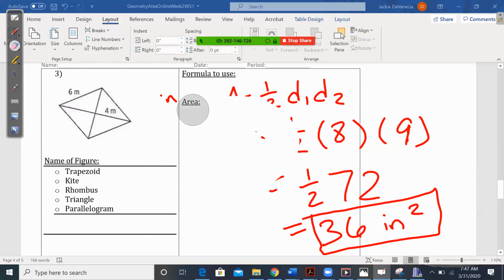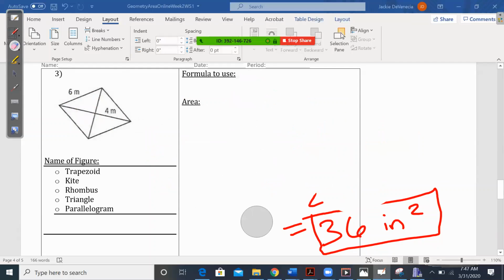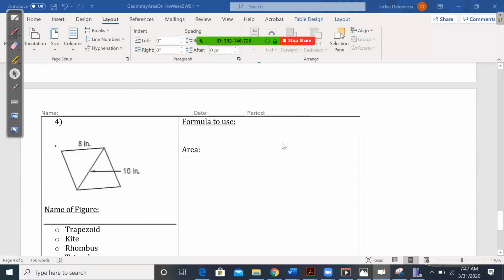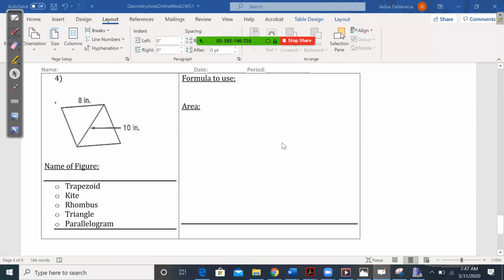All right, let's look at our final example. Okay, let's look at this. We have another rhombus, but look, they gave us even less. They're trying to make our lives easier. All right, so I already know it's a rhombus, and I know the formula. It's 1/2 d1 times d2. And now I need to find what my first diagonal and what's my second diagonal.